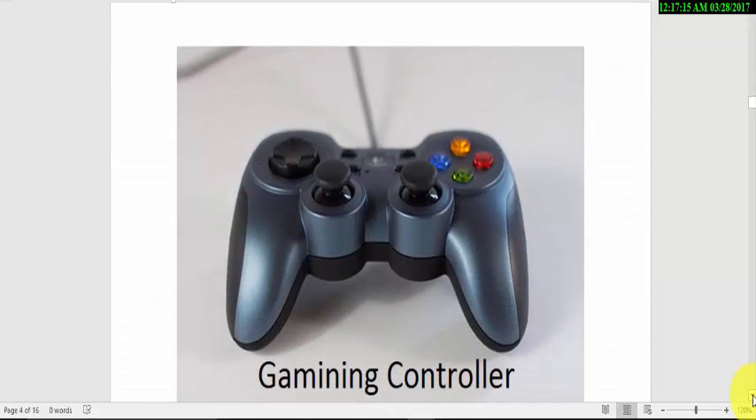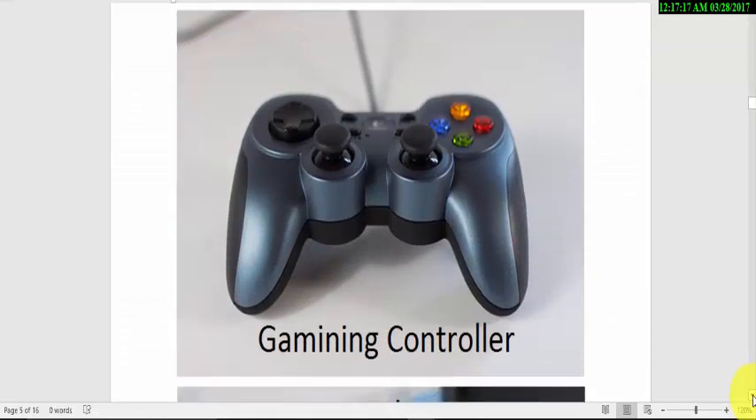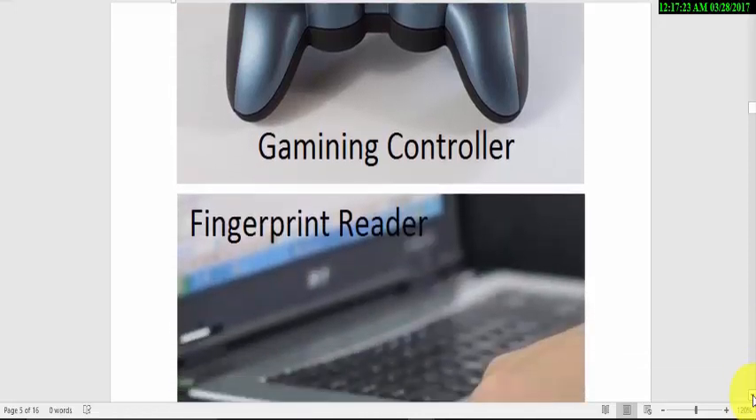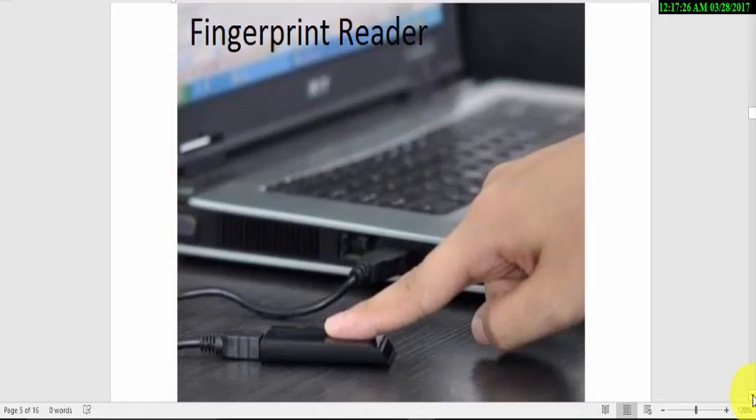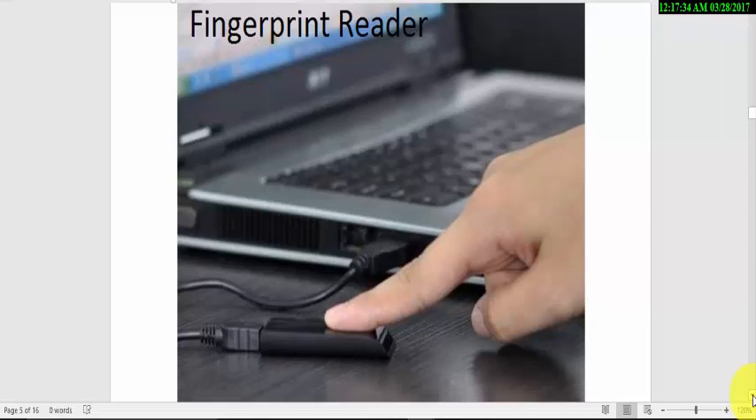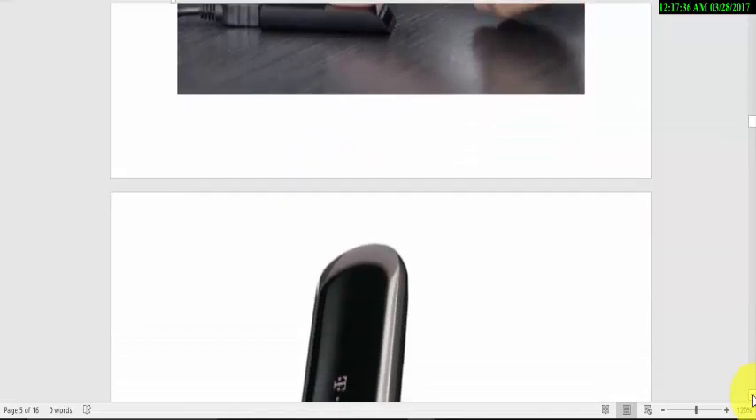And this is an input device called the gaming controller. It is used for controlling games when you are playing games on the computer. This is also an input device. It is called a fingerprint reader. It reads fingers of people and enters them into the computer. Thank you very much. We go ahead.